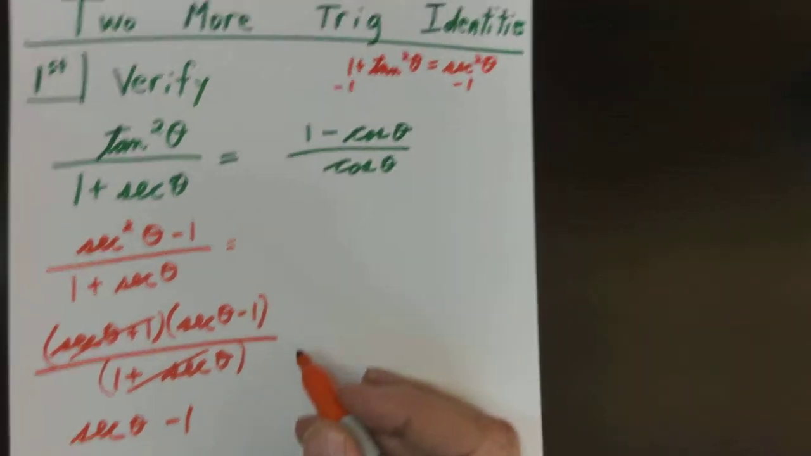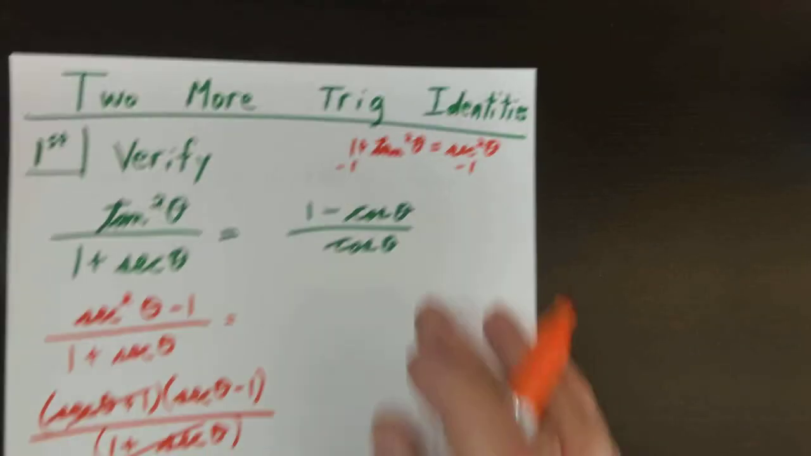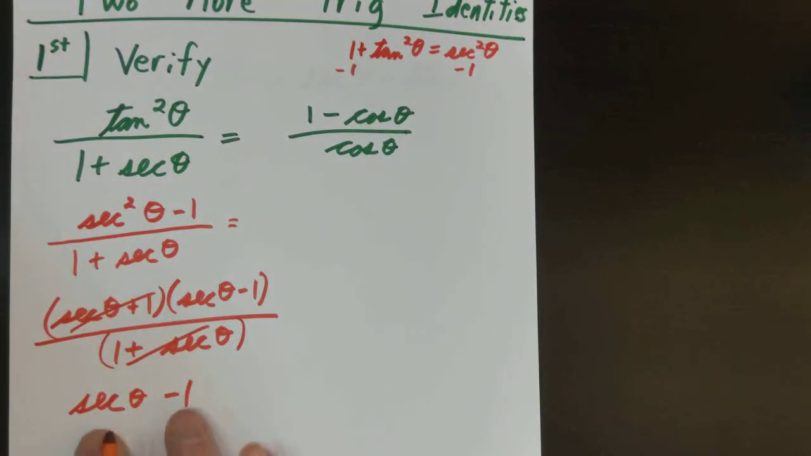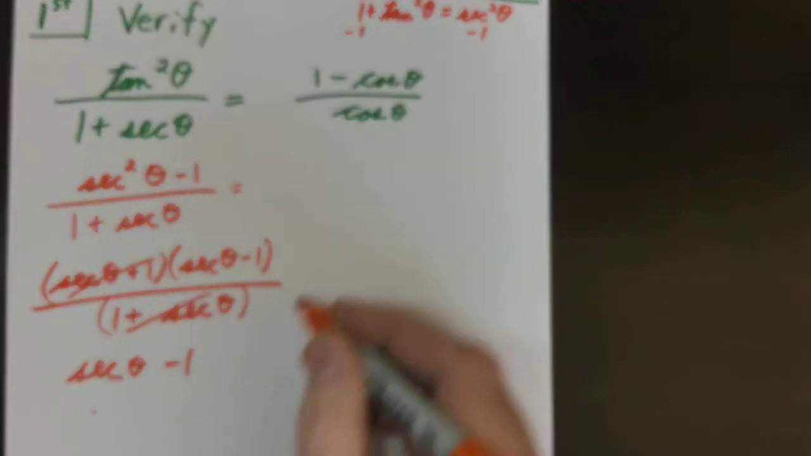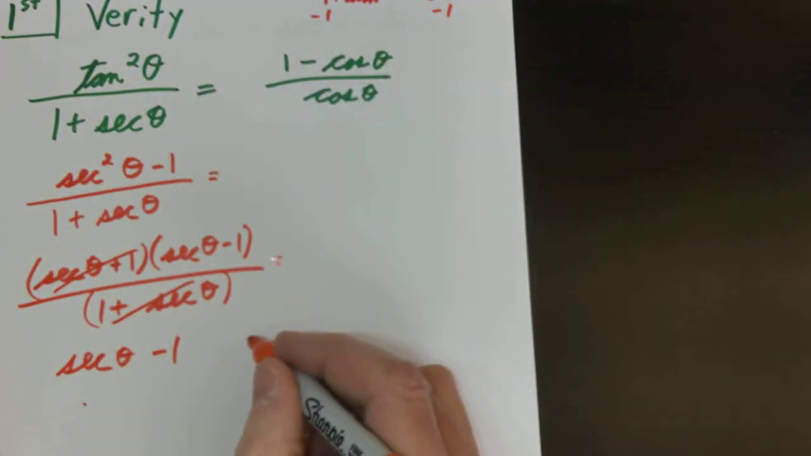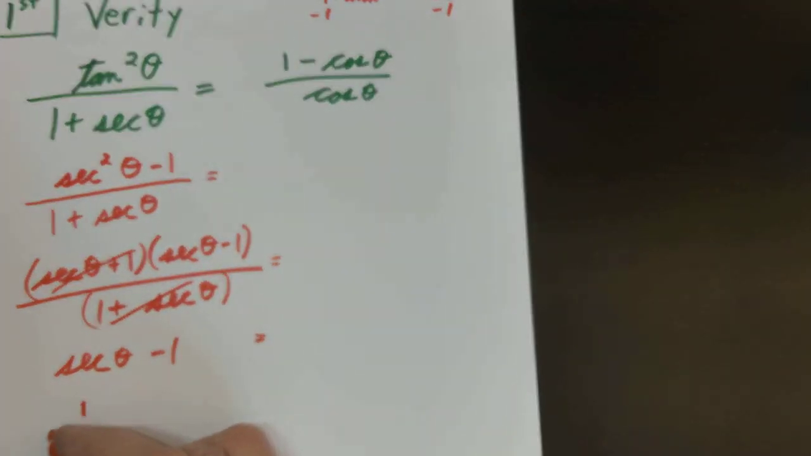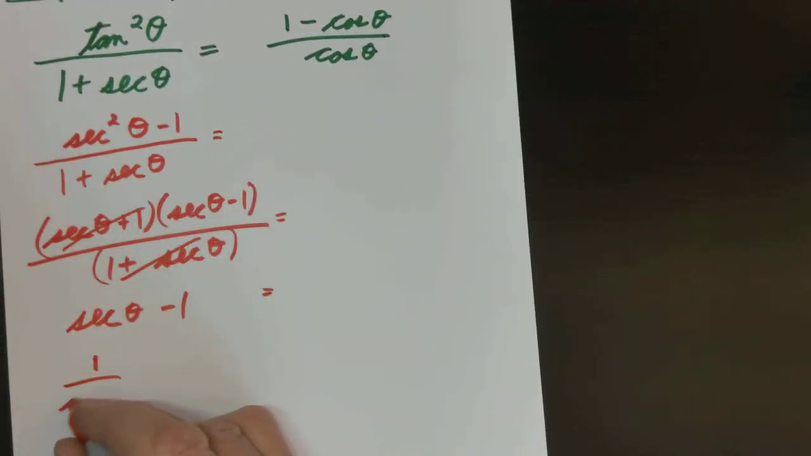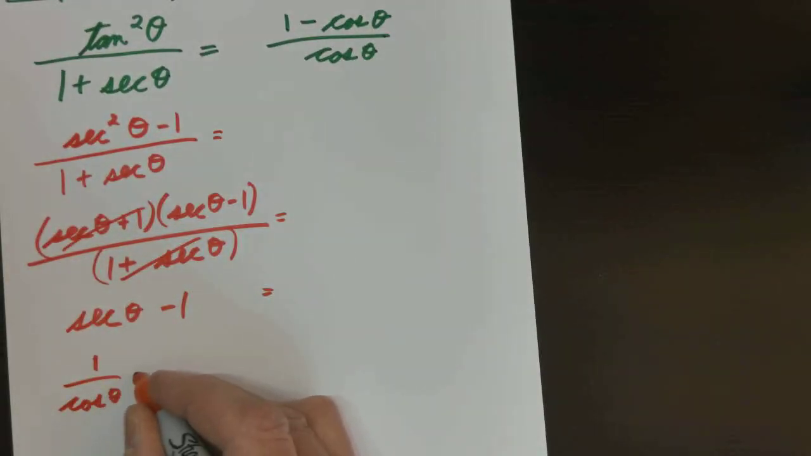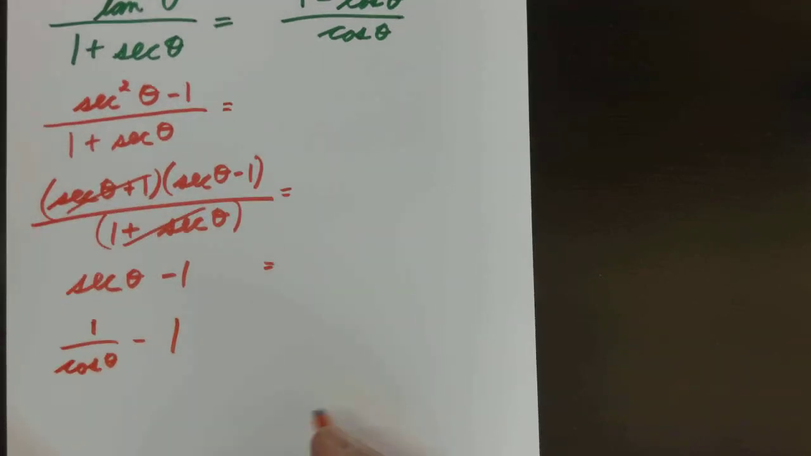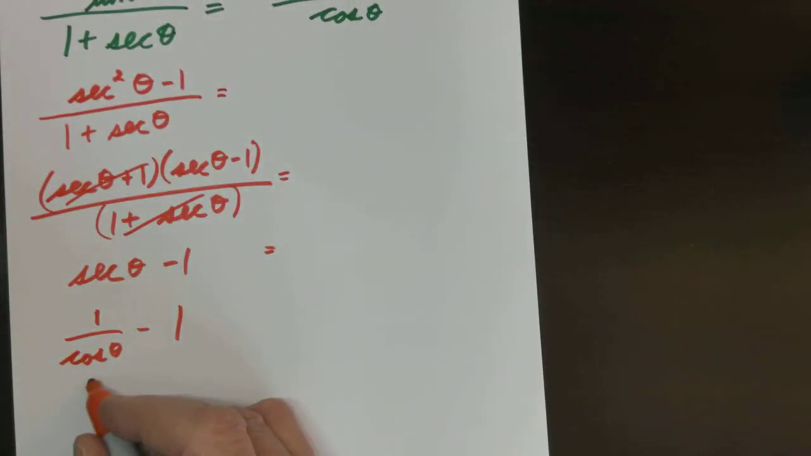All right. Remember what we want. We want cosine. Well, maybe if I write this, secant of theta is 1 over cosine theta minus 1. Now if I take that, maybe I can try to make this into 1 fraction. 1 over cosine theta.